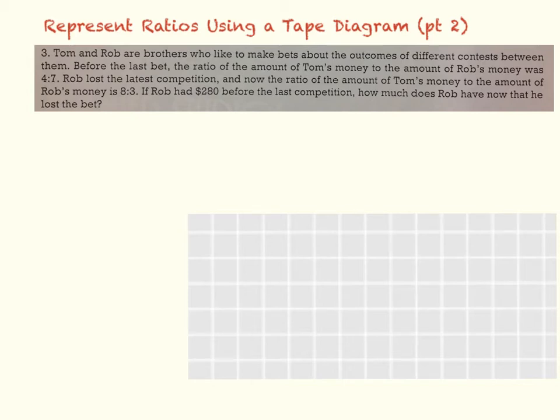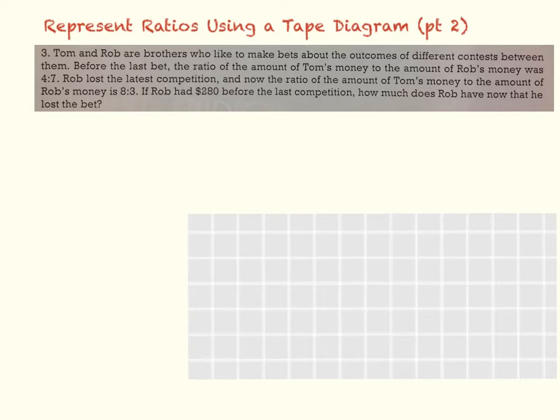Okay, so this is part 2 of representing ratios using a tape diagram. This problem is a lot more difficult than the previous one. Tom and Rob are brothers who like to make bets about the outcomes of different contests between them.